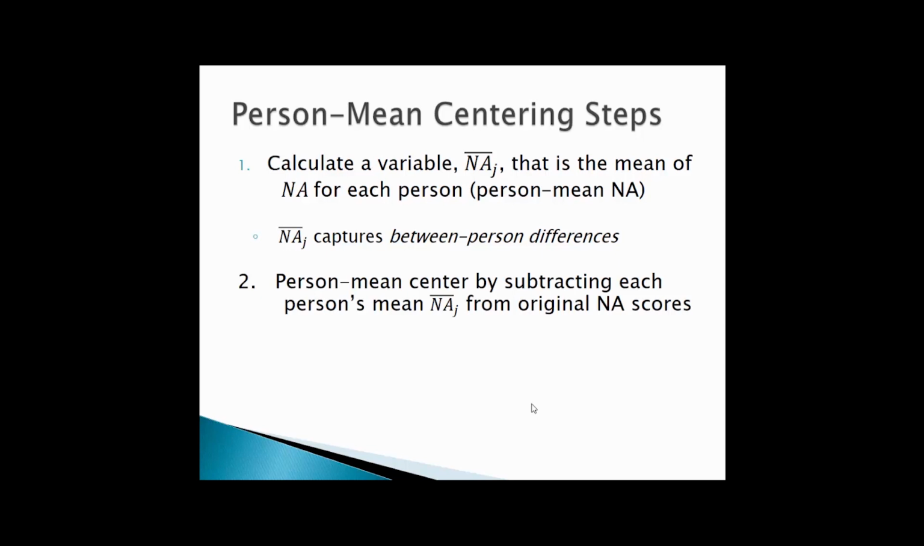Then what we'll do is we'll take our person mean that we just created, and we will subtract it from our original negative affect score. And that will create those deviations of the negative affect at that moment from that person's mean. Okay? And what this is going to do is it's going to capture within person differences, because it will only vary within a person. By centering around each person's mean, we will functionally set their means to 0 on this variable.